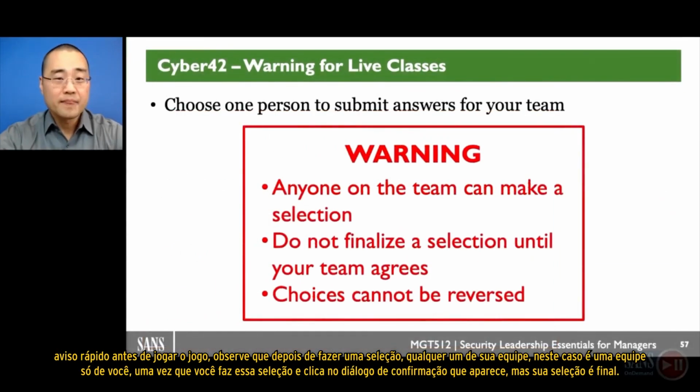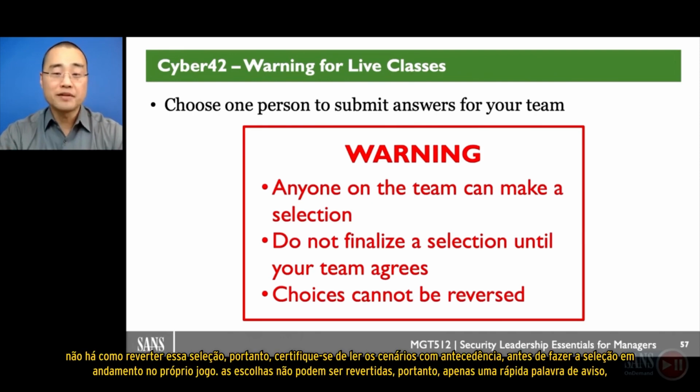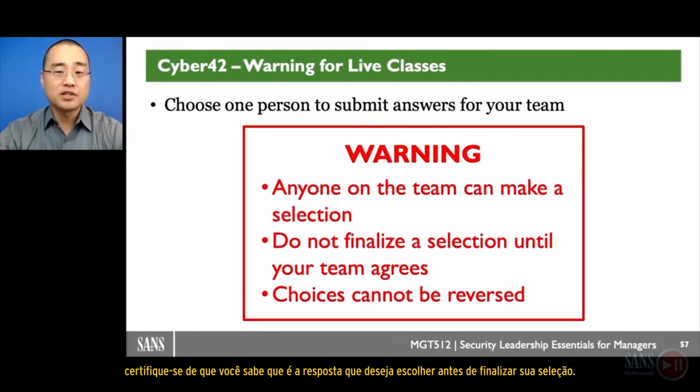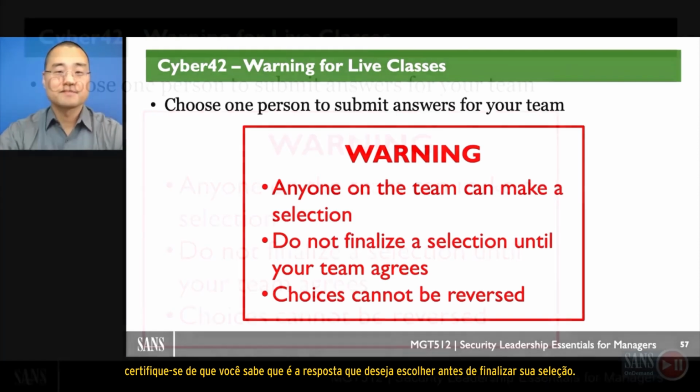Now, quick warning. Before you play the game, right? Note that once you make a selection, anyone on your team, now in this case it's a team of just yourself, right? Once you make that selection and you click the confirm dialog that pops up, well, your selection is final, right? There is no way to reverse that selection. So make sure that you read the scenarios ahead of time, right? Before you make the selection and progress in the game itself, right? The choices cannot be reversed. So just a quick word of warning. Make sure that you know that that's the answer that you want to choose before finalizing your selection.